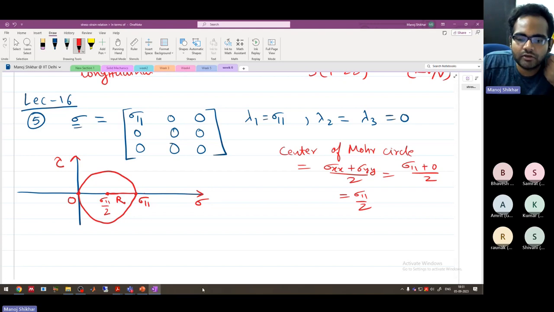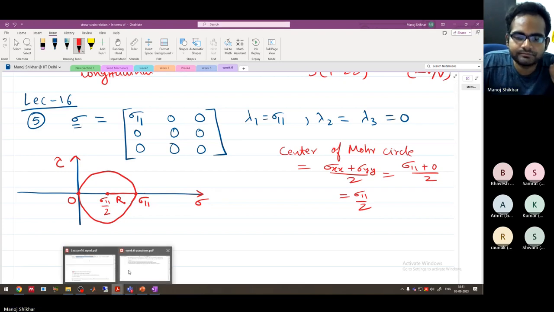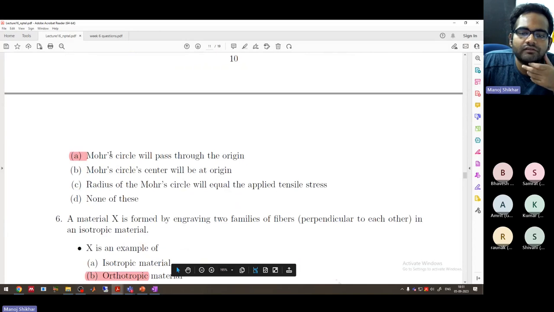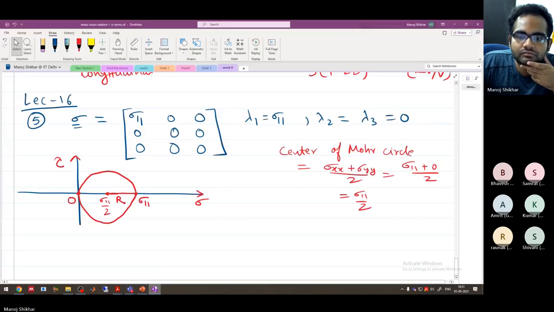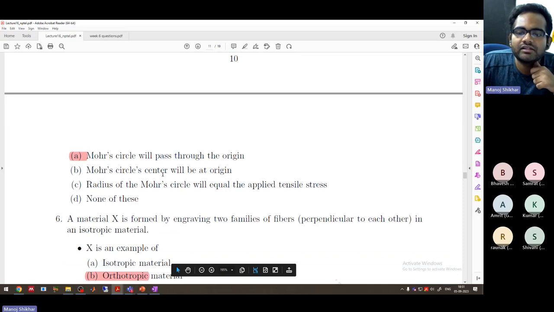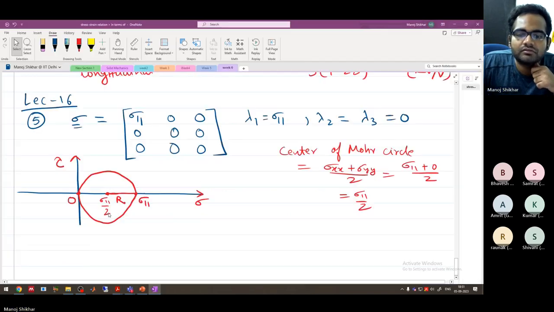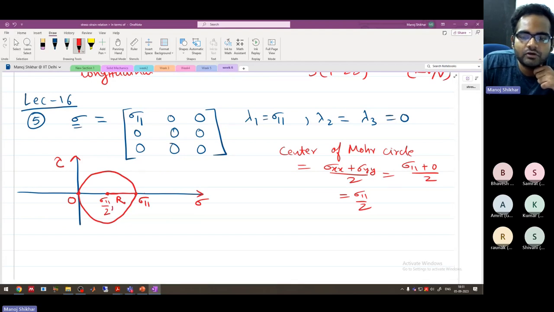Now let's look at the options. What are the options? Option A: the Mohr circle will pass through the origin. The Mohr circle is passing through the origin, so option A is correct. Option B: the Mohr circle center will be at the origin. This is false, because the Mohr circle center is at sigma 11 by 2 comma 0.